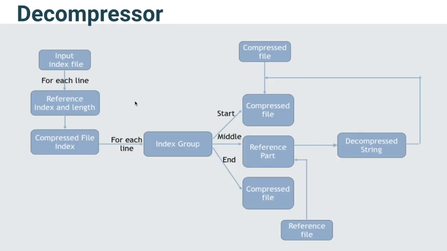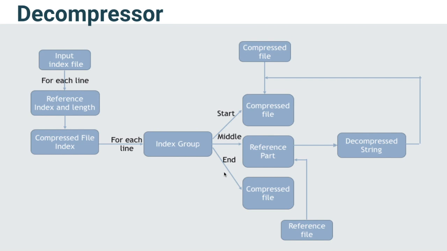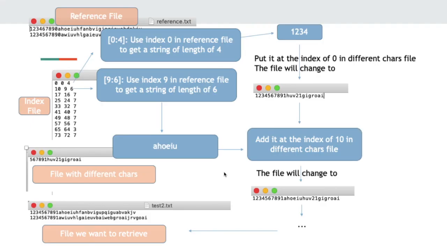For the basic feature, we need to retrieve the data, so we design a decompressor to restore the original file. Here is a diagram of the decompressor, but we want to use an example to explain this. You can see 3 files on the right side: the reference file, the index file, and the different charts file. First we need to read the first line in the index file, and we get the second and the third number.